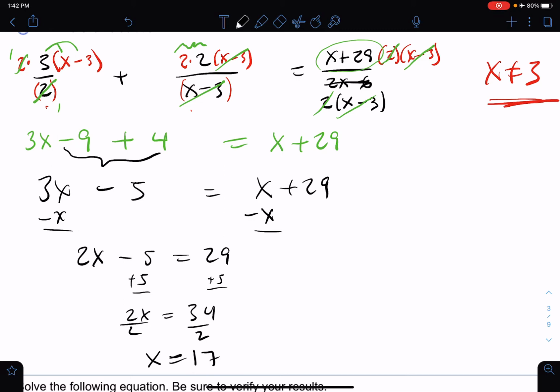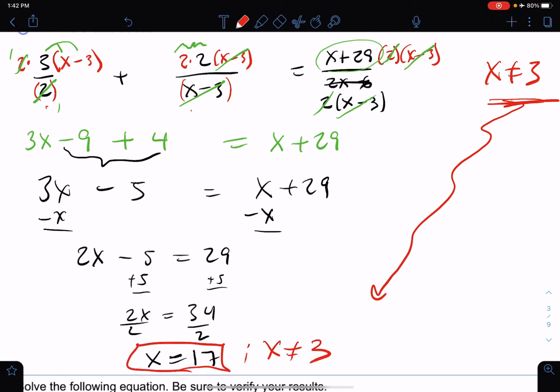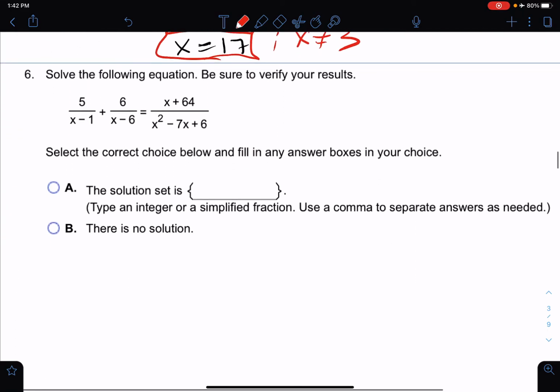And now we have to check. You have to check your restrictions. x cannot equal 3. Oh, I didn't get 3. So 17 is a fine solution. Okay, x equals 17. Moving on to the next problem.